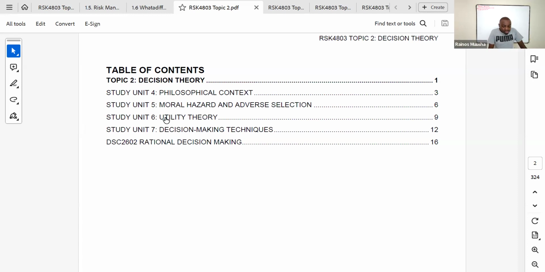Then on study unit 7, we look at decision-making techniques. And this is mainly looking at seeing exactly how risk financing also links to capital budgeting. And one of the more important capital budgeting techniques we're going to be looking at, the most common one, is where we look at the net present value as well. And we're going to be looking at that in detail.